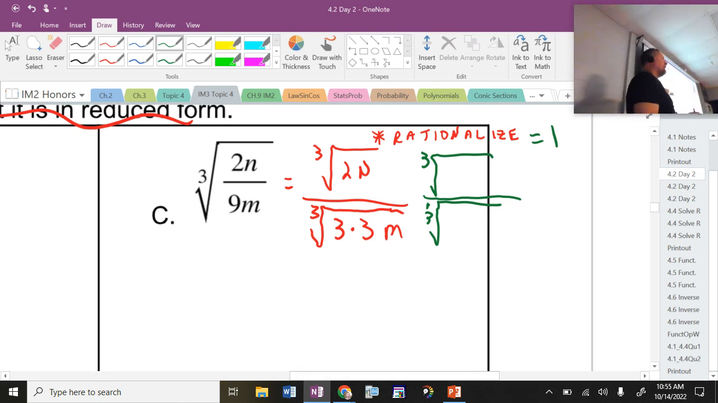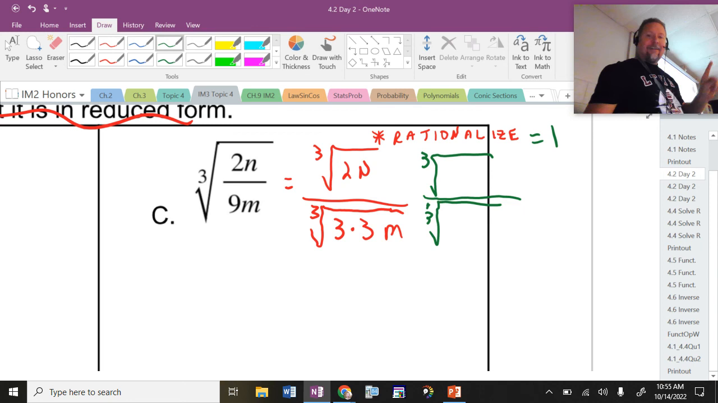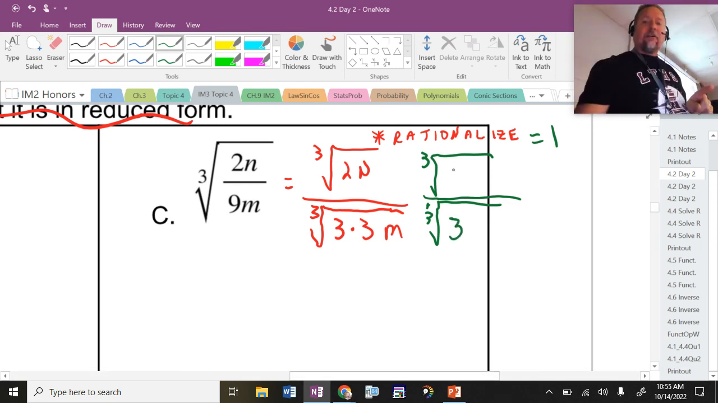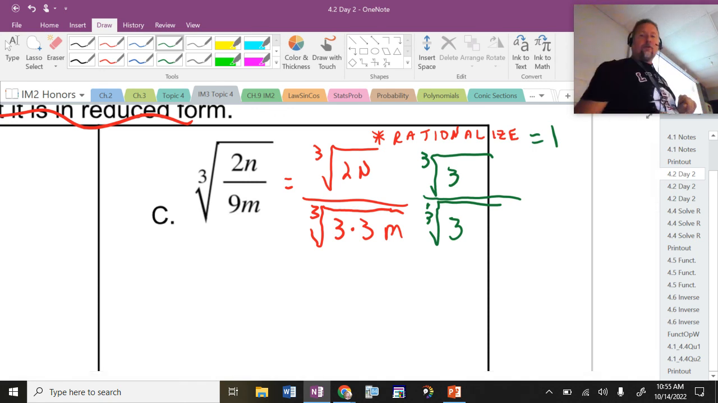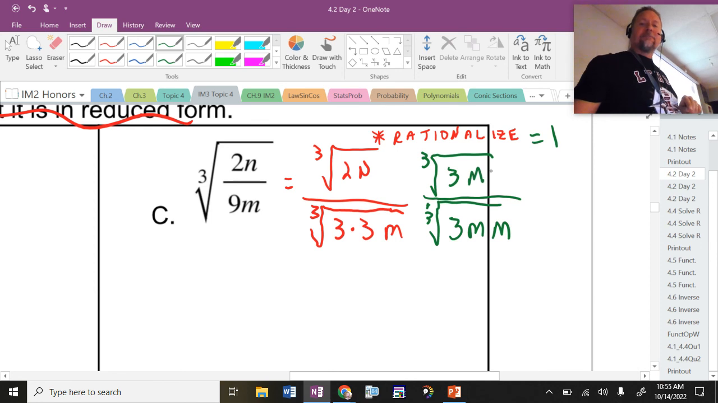How many 3s did we want on the bottom? 3, 2, 1. So how many more 3s do I need? How many more do I need? 1. So one 3 goes in here and here. And how many M's did we need? 2 more, because we needed a total of 3. So M and M.